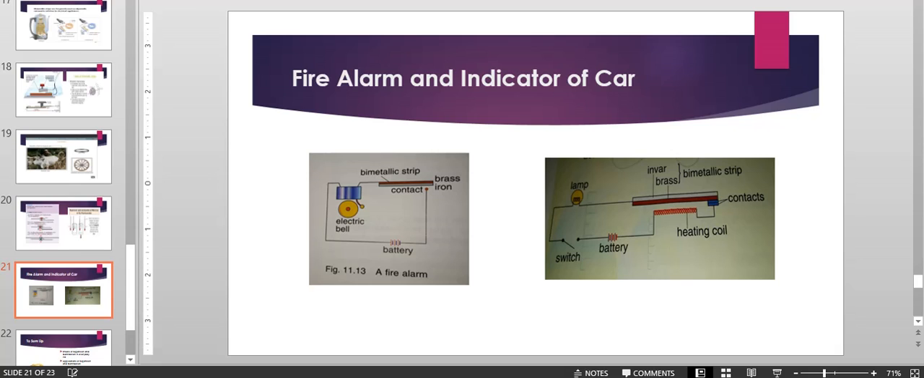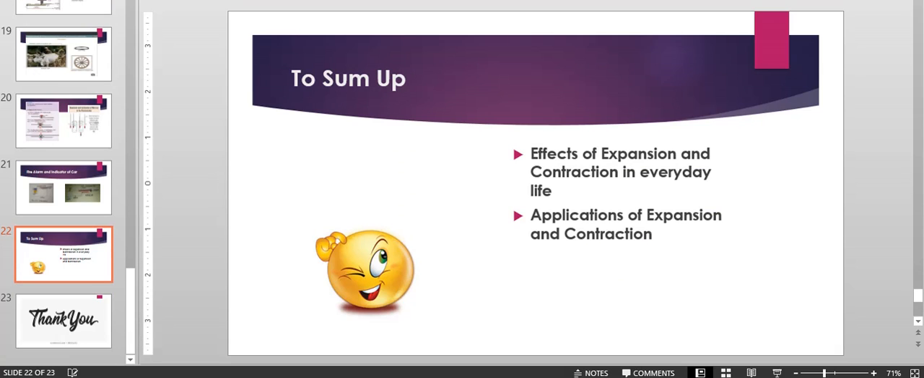So these are some of the applications of thermal expansion and contraction. I hope up till now you are clear with the topics. Let's summarize what we have studied today: effects of expansion and contraction in everyday life, and applications of expansion and contraction. You can think of some more examples in order to make your concept much more clear. Now you people are pretty much able to do your worksheets.